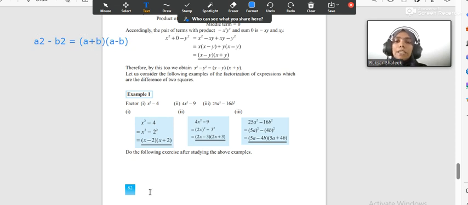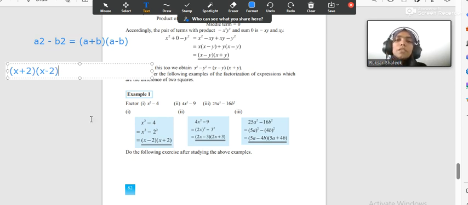So what exactly, if you have x squared minus 4, now you might question, there's no squared for the 4, what do we do? But we know that 4 is a square number. So it can be written as x squared minus 2 squared. So which means we can write it as x plus 2, x minus 2.